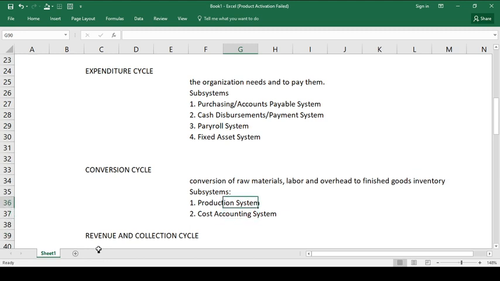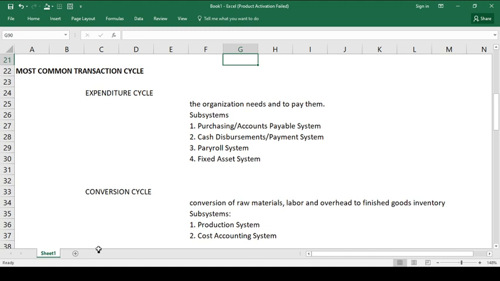So we have the expenditure cycle. The expenditure cycle provides information on how to identify what the organization needs, what the business needs, and how we are going to pay for those needs. For example, the expenditure cycle includes salaries and the acquisition of office supplies. This is part of the organization's needs, and it is part of the expenditure cycle. And then part of it is how we are going to pay for those needs that we have.